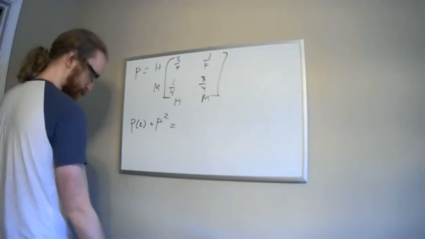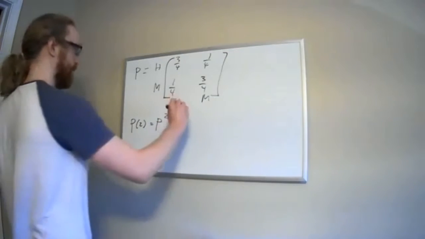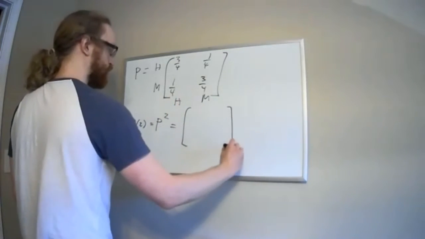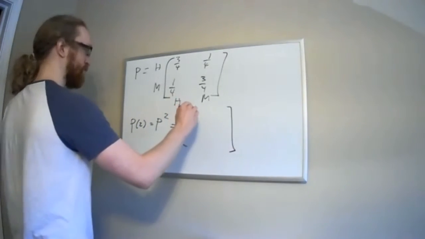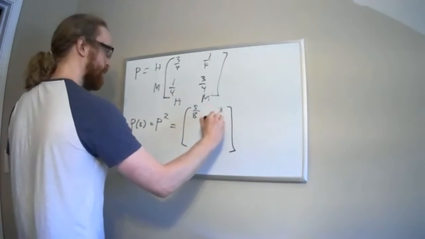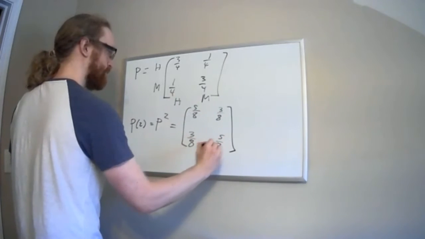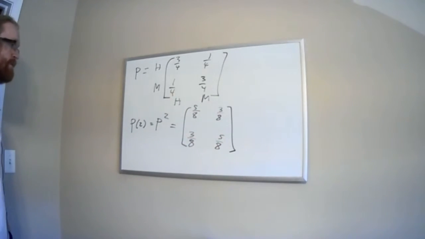So we know how to multiply matrices, so I'll just tell you what we get in this case. We should get the following. You should try to work this out on your own and make sure your answer matches mine. You should get 5/8, 3/8, 3/8, 5/8 for P squared.